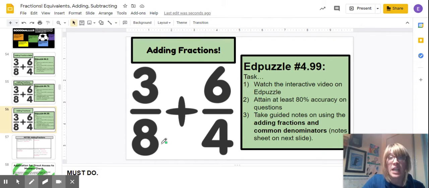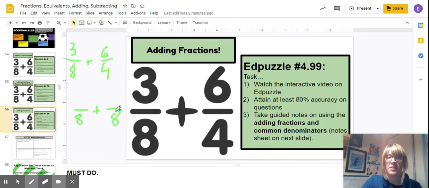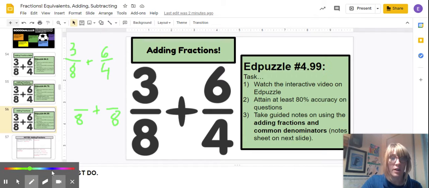So if we have 3/8 and we have 6/4, we can count by eights, 8, 16. We can count by fours, 4, 8. Ooh, 8 is the first number that they share. So I'm going to write 3/8 plus 6/4. And I'm going to write two new fraction bars with an addition sign in the middle. And 8 is going to be our common denominator. So 8 will be the denominator in both fractions.